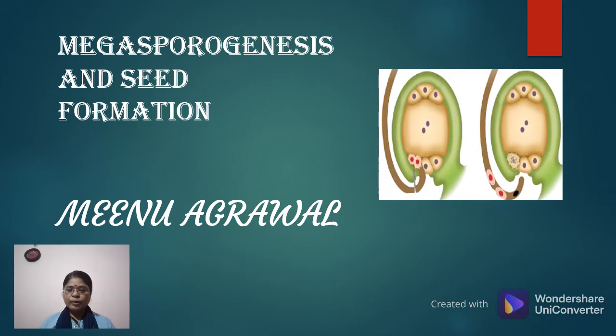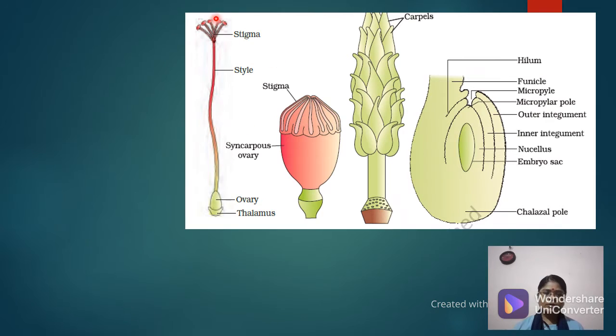Okay, so moving on further, as you can see here, this is the female part of your flower. This is your stigma, style and ovary. And here the carpels are fused together, you can see here, and this is an example of your syncarpus carpel. And this is your apocarpus.